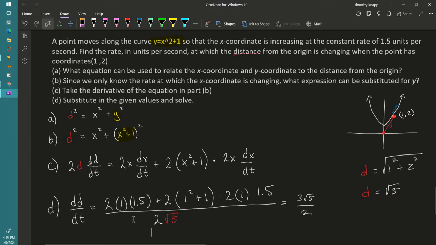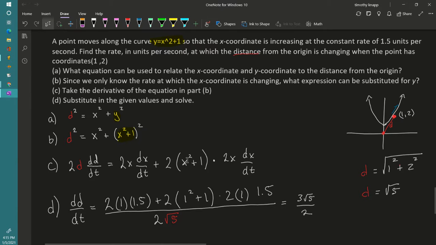it's a changing value, but they want to know at the moment of 1 comma 2, or the point (1, 2). So you can actually figure out this d value using the Pythagorean theorem. So it's just the root of 5, okay? So this d gets moved down to the bottom, so we get a root of 5. This 2 gets moved down to the bottom through division.